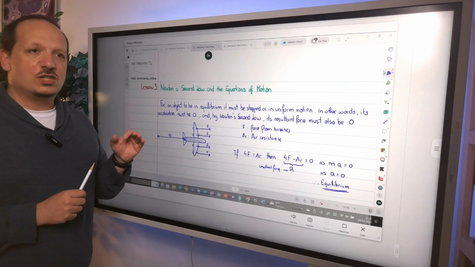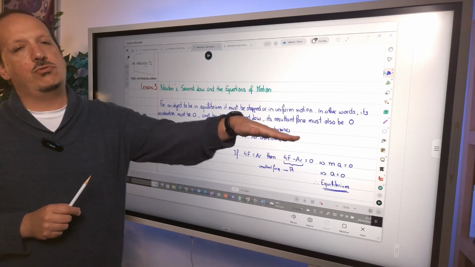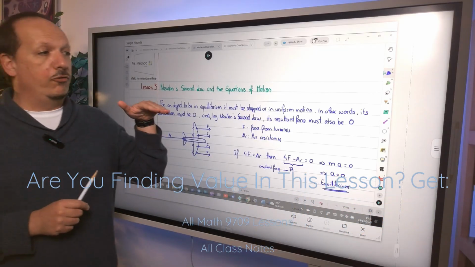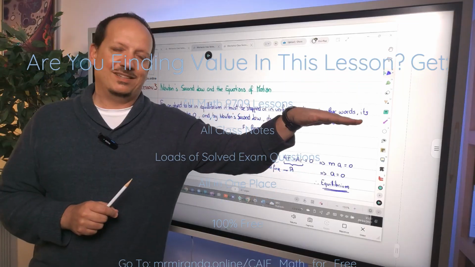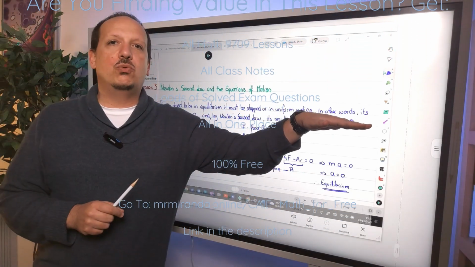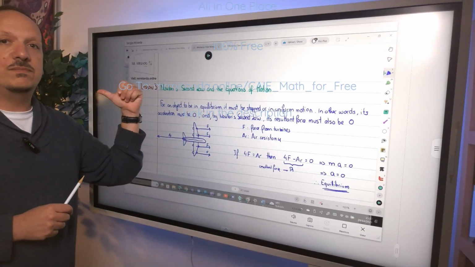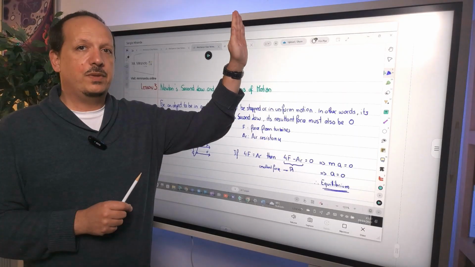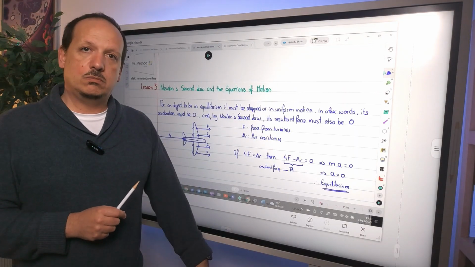What does this mean? This means that if you will have forces in the x direction and in the y direction, the sum of all forces pointing to your right is going to be equal to the sum of all forces pointing to your left. Similarly, the sum of all forces pointing up has to be equal to the sum of all forces pointing down.